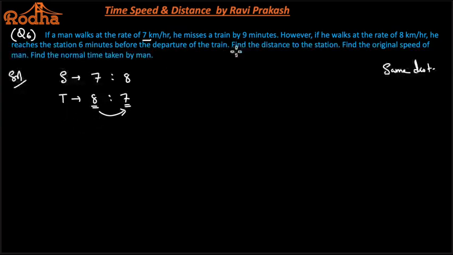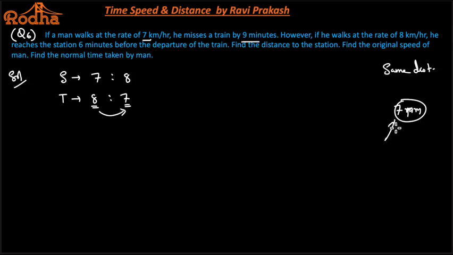So the difference will be, see, in the first scenario, he misses the train by 9 minutes. That means he was supposed to reach the station, let's say for example, 7 p.m. So if the train was at 7 p.m., he misses the train by 9 minutes.